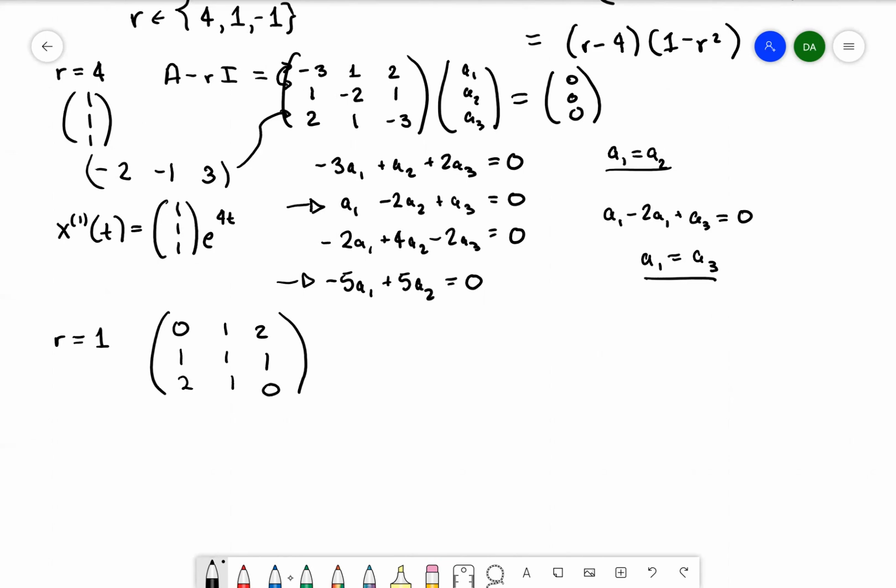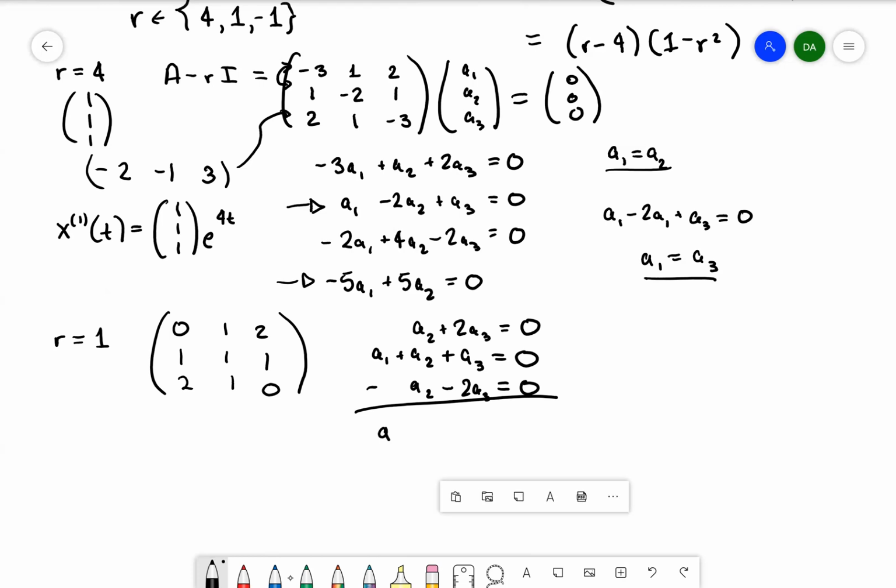Anyway, what I'm going to do is expand this out and get the system of equations. A2 plus 2A3 is equal to 0. And A1 plus A2 plus A3 is equal to 0. And then I'm going to subtract the first one from the second one to get A1 minus A3 is equal to 0. And I get A1 is equal to A3.